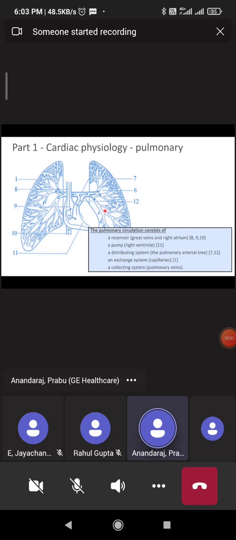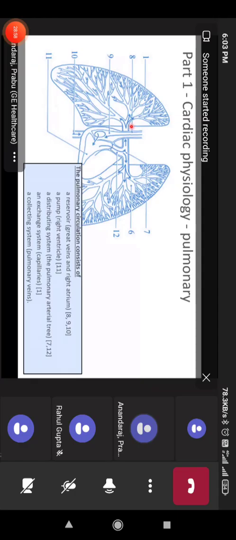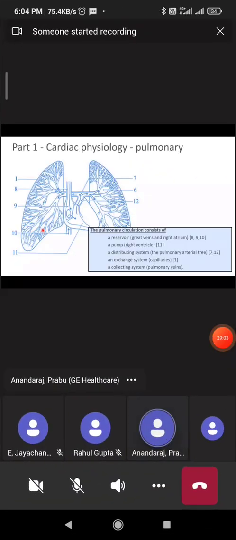The second thing is, the right ventricle will act as the pump. Of course, we know that the ventricle will be pumping the blood into this, and then it is distributed throughout the lung. Then the gas exchange happens, and finally the oxygenated blood will be collected back through the pulmonary veins into the left atrium. From the left atrium it goes to the left ventricle, and from the left ventricle it goes to the entire body, to the systemic circulation. So this comprises the pulmonary circulation.